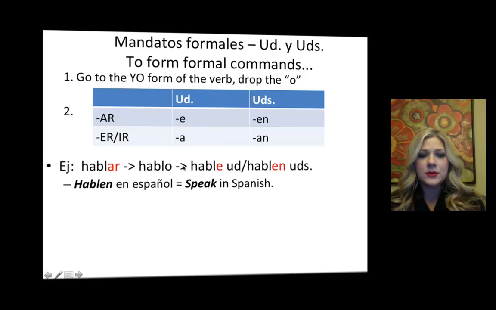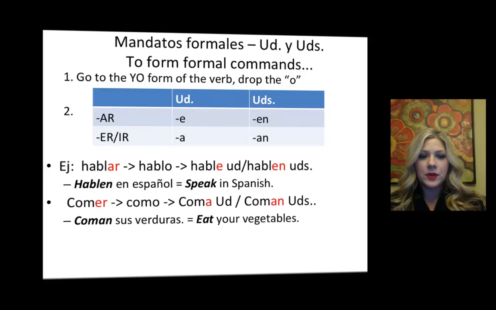So here's some examples. Hablar, for example, the yo form would be hablo. And then it's an AR verb, so we put on these endings, E or EN. Hable usted or hablen ustedes. Hablen en español. Speak in Spanish. That's something that I tell my students to do all the time.